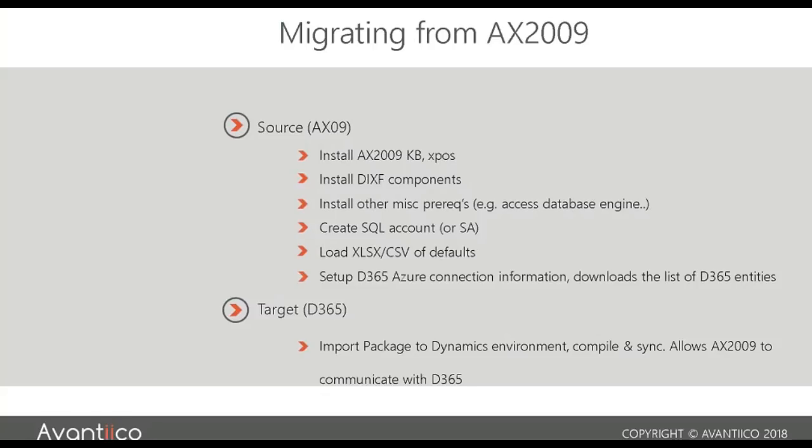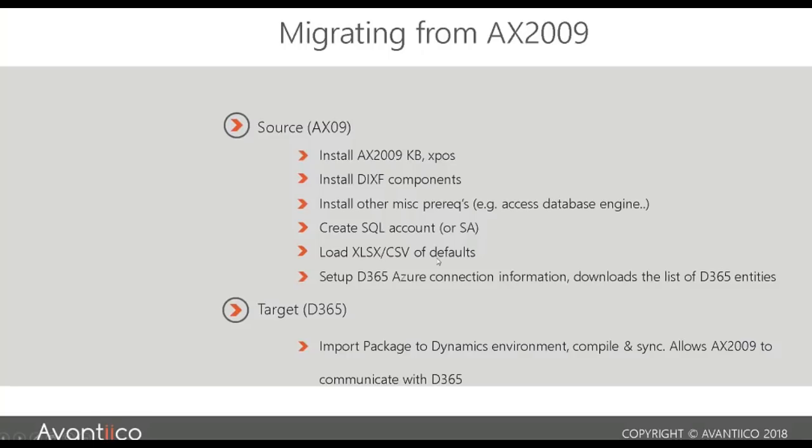So what it is, you get a KB or an XPO from Microsoft. You put it into 2009. You install some extra components. I think there's some SQL components that you need. And then you spin up 365 and you make them talk to each other. So you set up a connection on 2009 connecting to your target 365, and it will create the data packages or the data entities, and it will start synchronizing or giving the ability to move that AX2009 information to 365.